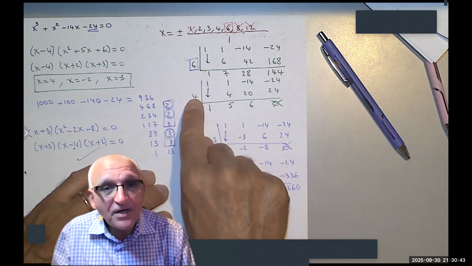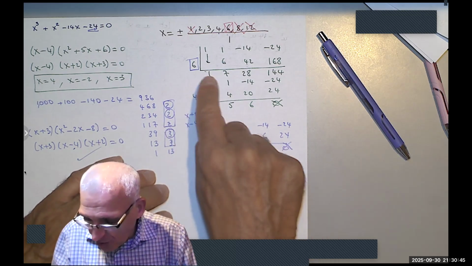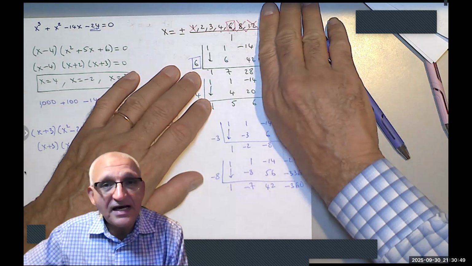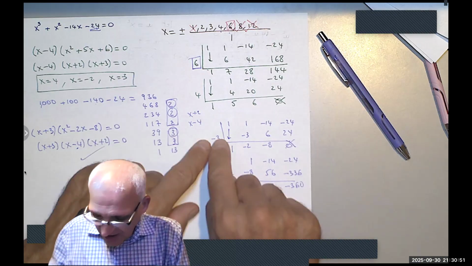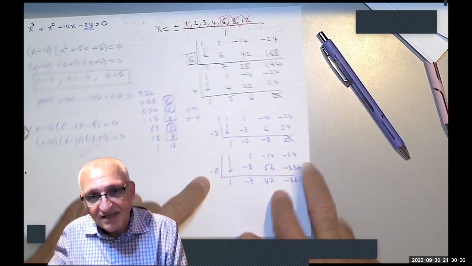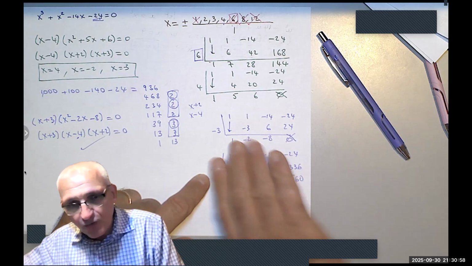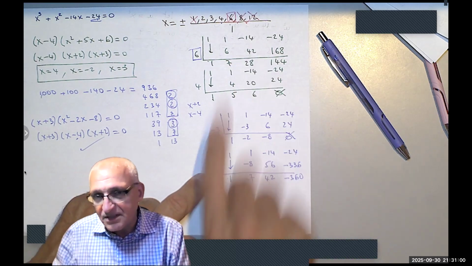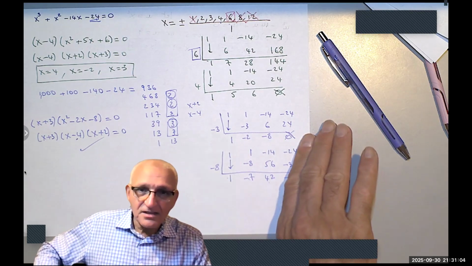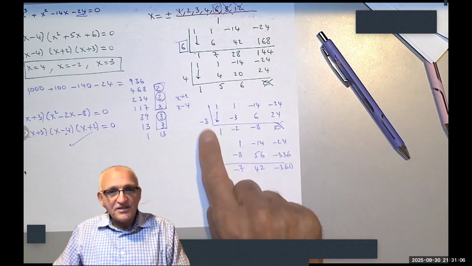If you are checking a positive root and all the remainders are positive, then don't check anything higher than that. If you were checking a negative root and you get an alternating positive, negative, don't check anything below that, like -12. Notice -12 is less than -8, so don't check it. Check something higher until you get the -3.